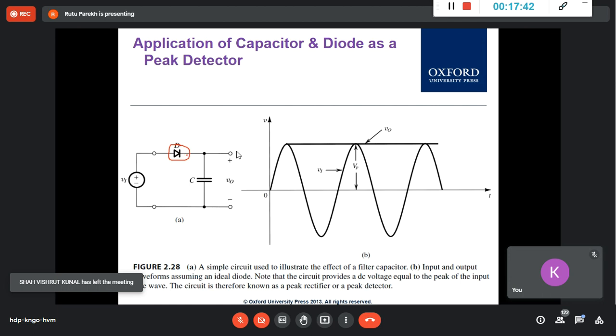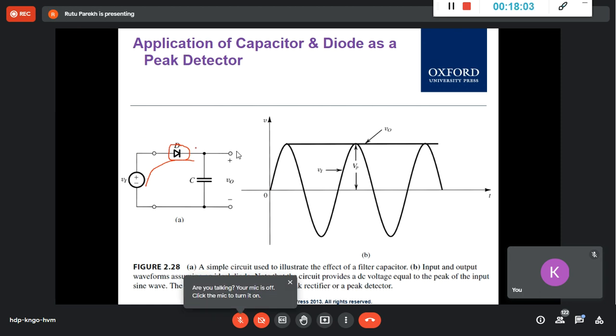This is conducting for the positive half. For the negative half, it is not conducting. So let's say now you start with a positive half, starting from 0 and your voltage is increasing. So this diode is conducting. You can take it as an ideal diode; if it is 0.7 volt, it is conducting from 0.7 volt. Once it is conducting, it is going to go and charge this capacitor.